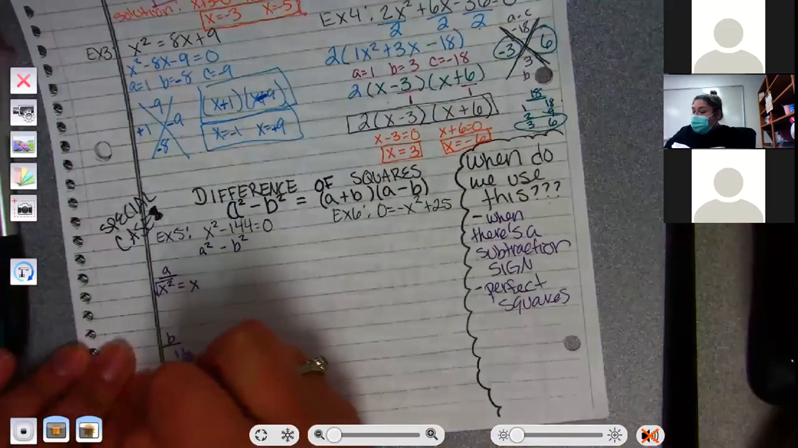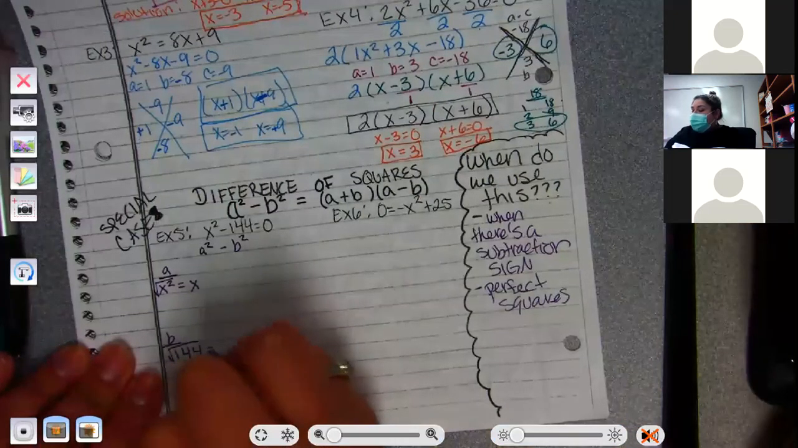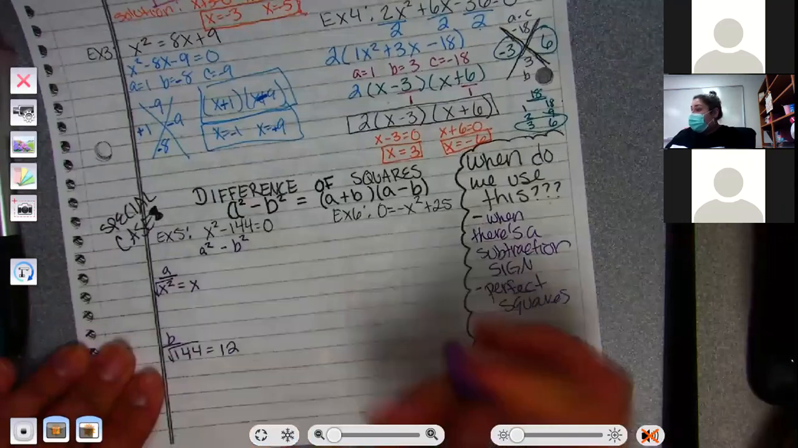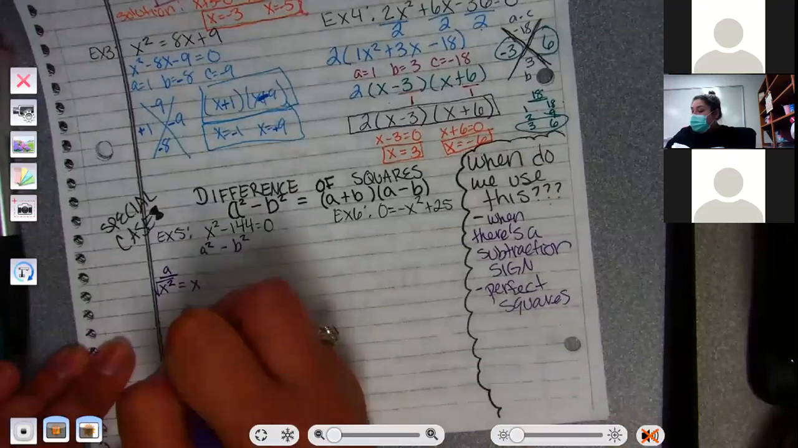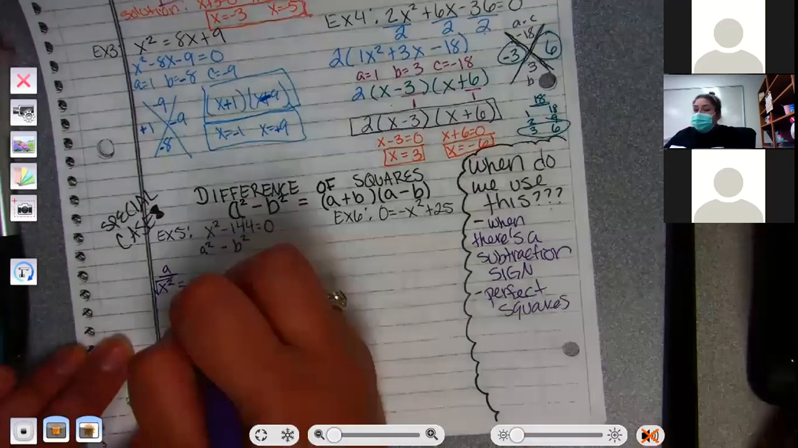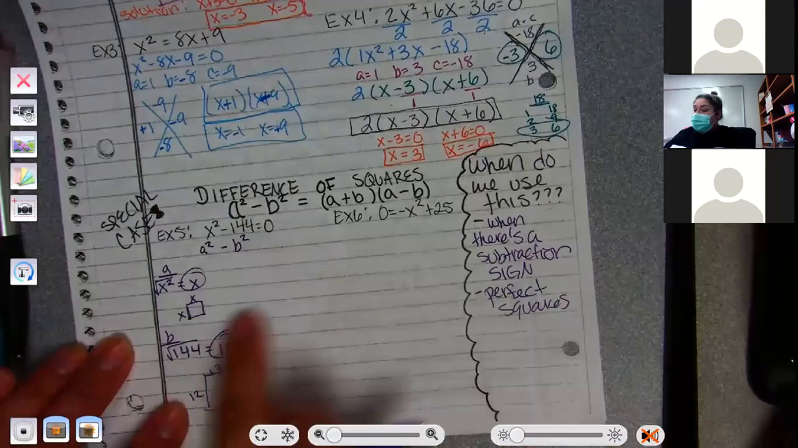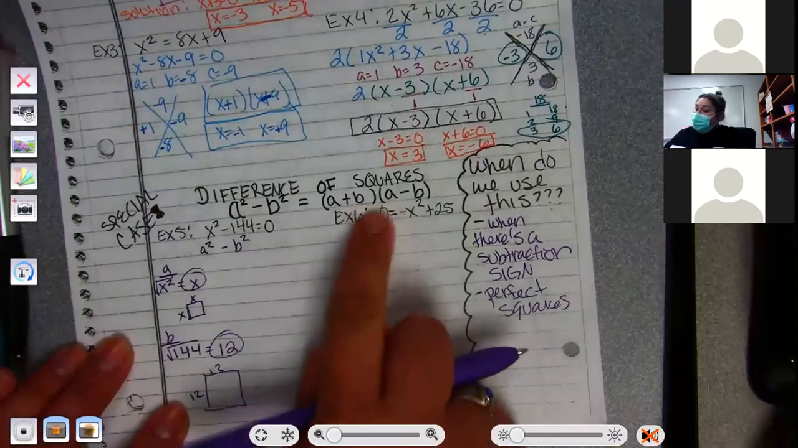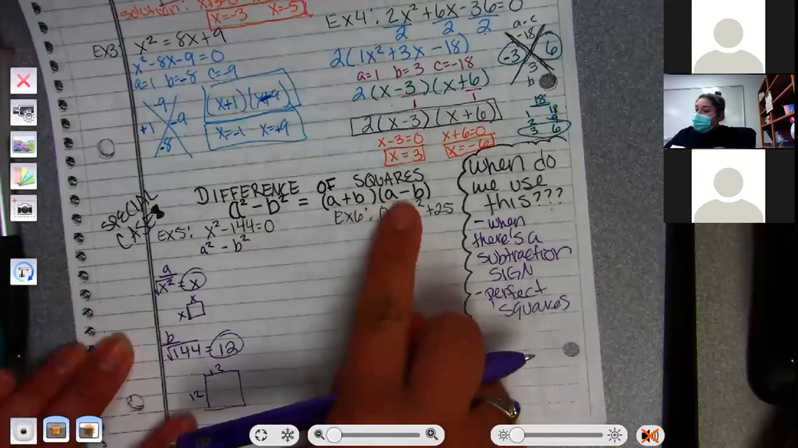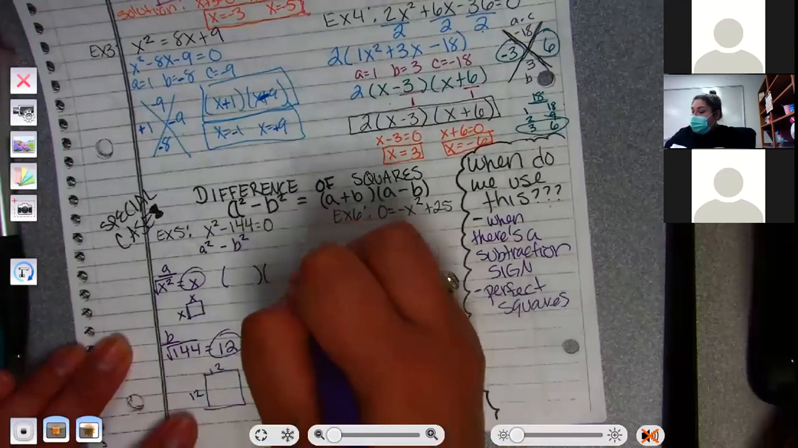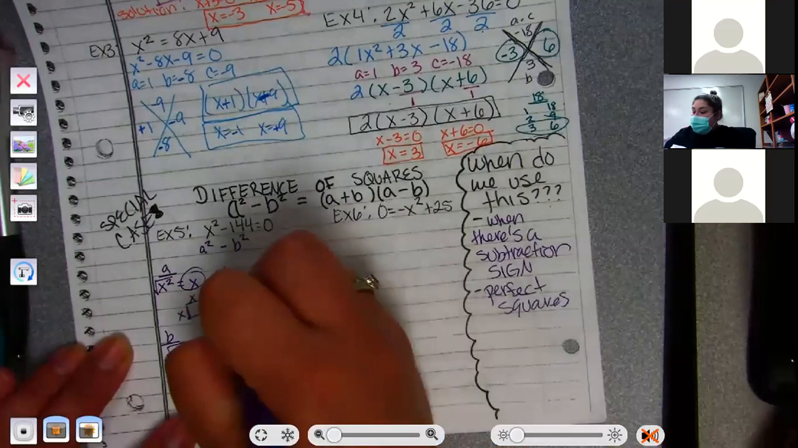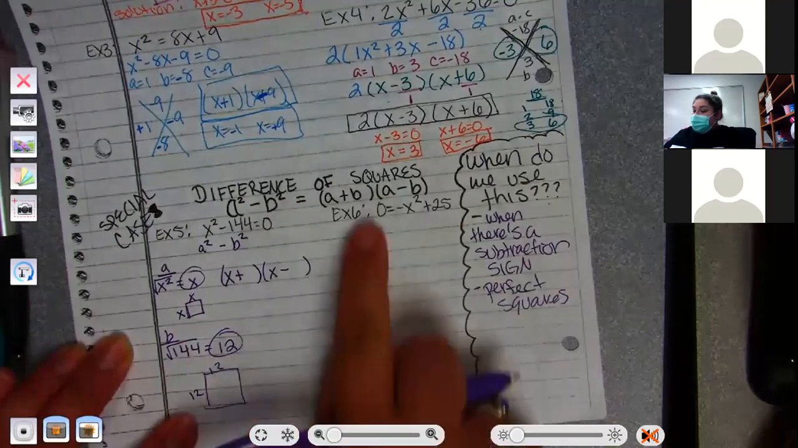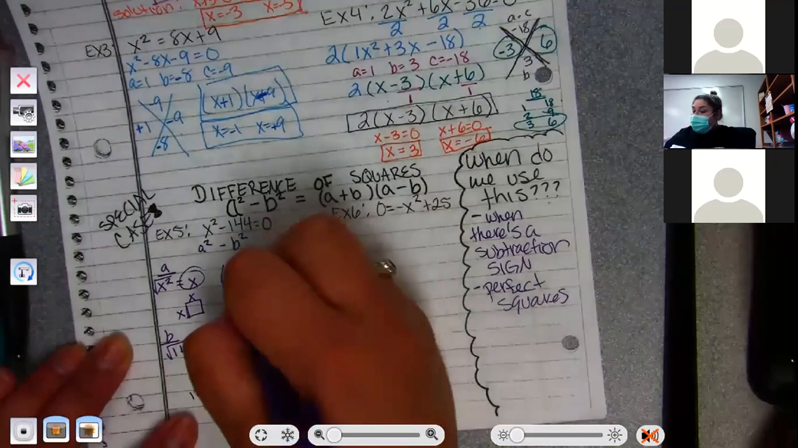So 144, well, what's the square root of 144? 12, because 12 times 12 is 144. It's a perfect square, right? 12 and 12. Right here, we would have x and x. So these are the numbers we're going to use. And all you have to do is put it in factor form or intercept form, right? So we have a plus b and a minus b. So we have a plus and a minus. A is x, so x, x. My b is 12, and you can see your b is written twice, so 12, 12.